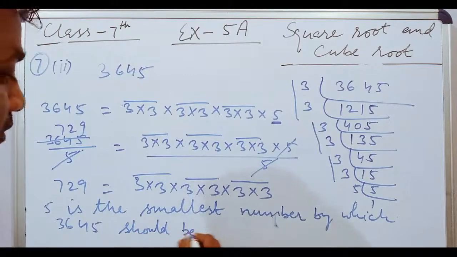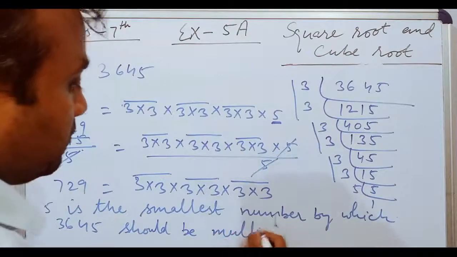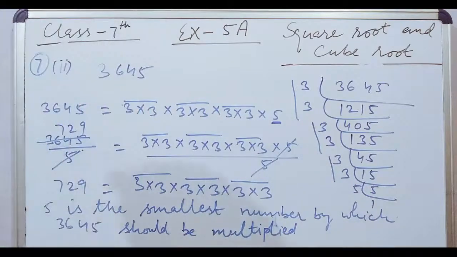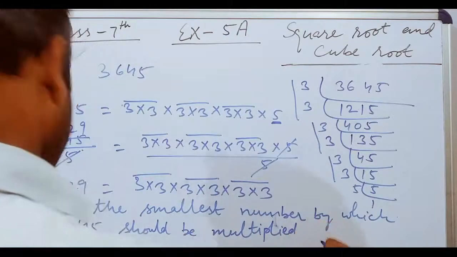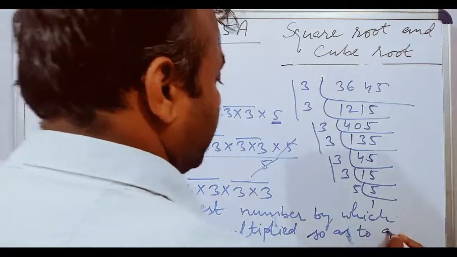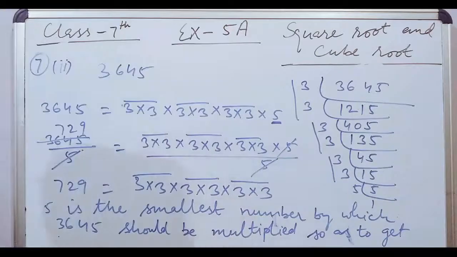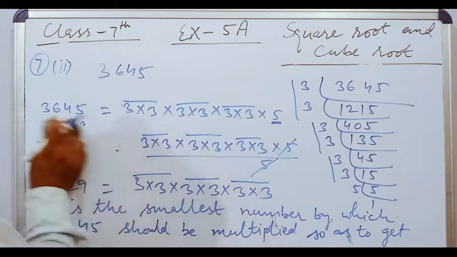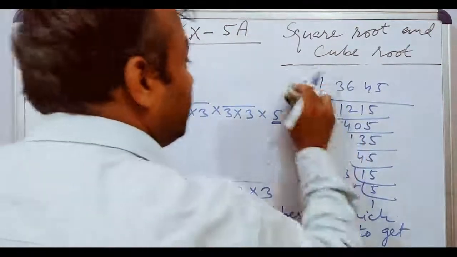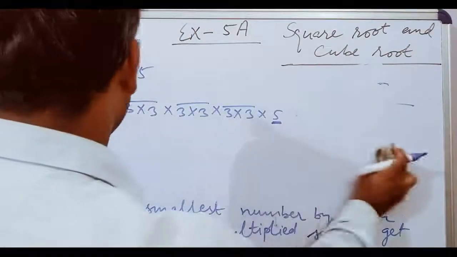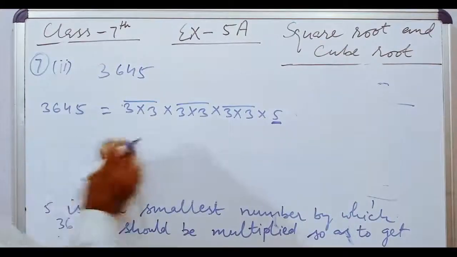So as to get a perfect square. Okay, and find the square root of the number obtained. Now we'll find the square root of the number which is obtained.